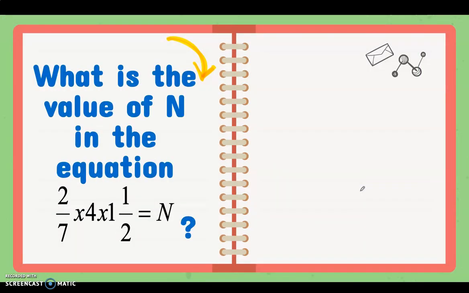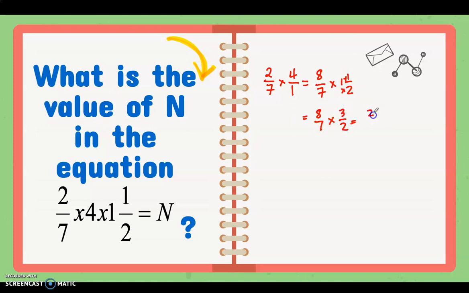Next, what is the value of n in the equation? As you can see, there are 3 factors we are going to multiply. So you multiply one by one. You can do 7 times 4 first. Then you can put 1 as a denominator. We have 8 over 7. Then multiply it by 1 and 1/2. We need to change this to an improper fraction first. So we have 2 times 1 is 2, plus 1 is 3. So the new equation is 8/7 times 3 over 2.